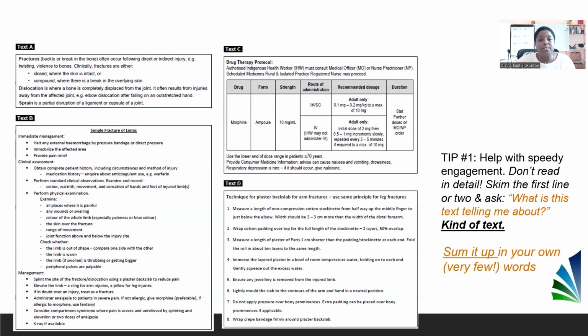But the good news is you don't have to read in detail to do well in this paper. Okay? So you've got to be able to skim and scan. A good tip number one is to skim the first line or two of each text. And as you do, you're asking yourself the basic question: what is this text telling me about? Basically, what kind of text is this? And then have the ability to sum it up in your own words.